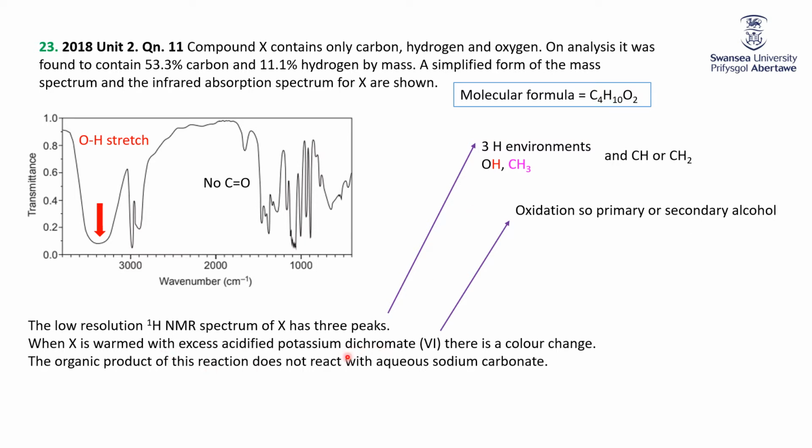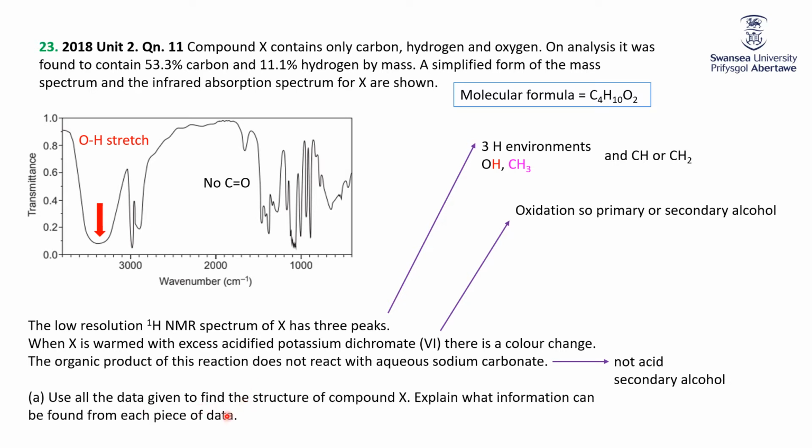However, after we've done this oxidation, then the product doesn't react with aqueous sodium carbonate. Well, if primary alcohol gets oxidized by potassium dichromate down to an acid, so therefore it is not an acid, not a primary alcohol. So what we have here is a secondary alcohol.